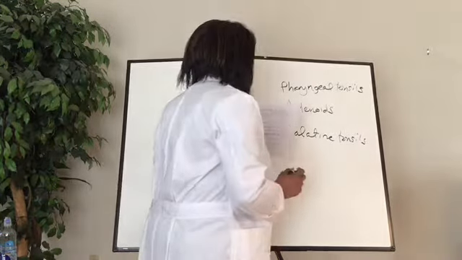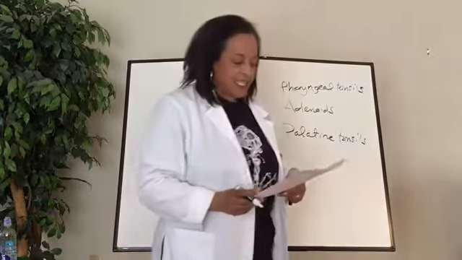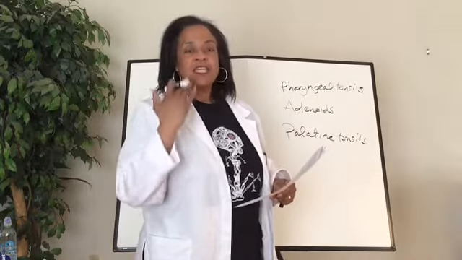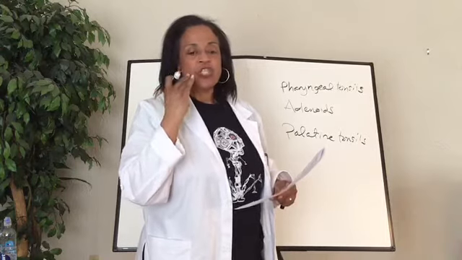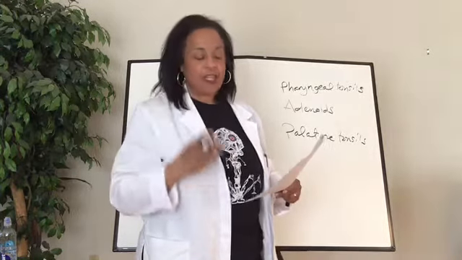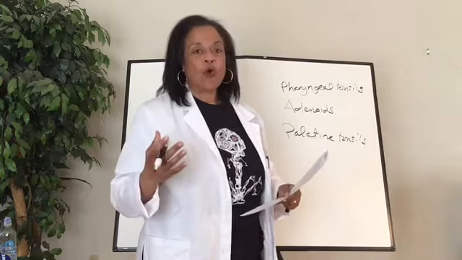Palatine tonsils and the lingual tonsils. Lingual, you know, it means tongue. So these are little tonsils, little lymphoid tissue, you could say, that are underneath the tongue. They're found in the oral pharynx.